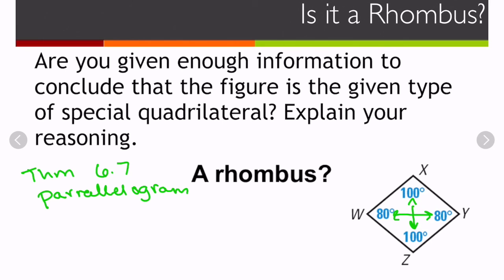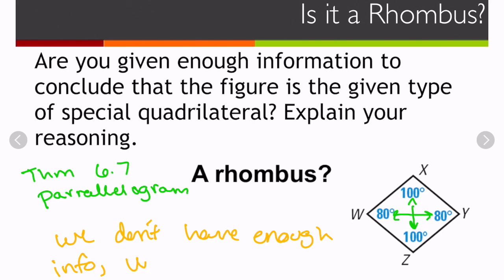Now remember, a rhombus is a type of parallelogram, but that doesn't necessarily mean that this is a rhombus. If we go back to our definition of a rhombus, that's 4 congruent sides. Well, we don't know anything about the sides, so we have to say that we don't have enough information. We could say it's a parallelogram, though, but we can't say it's a rhombus.